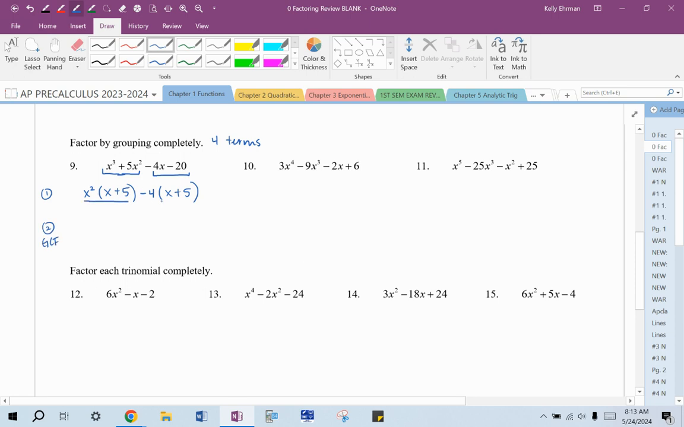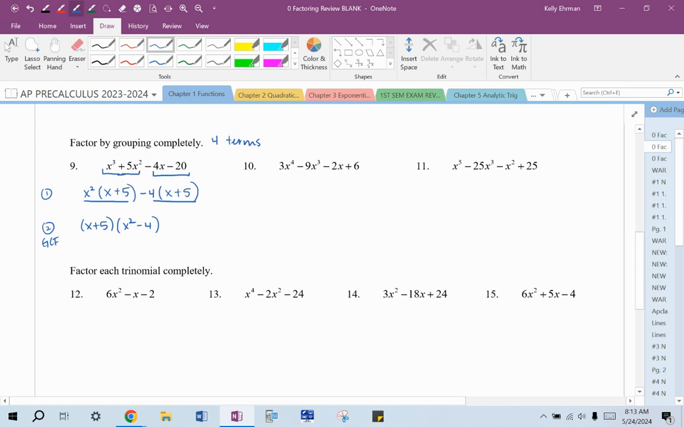So we have two terms here. They both have a factor of x plus 5, so you can factor the x plus 5 out. If you factor that out of the first term, you're left with x squared. If you factor that out of the second term, you're left with minus 4. Always check factor by grouping.